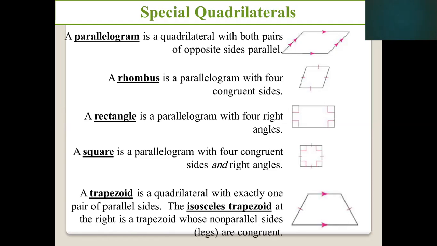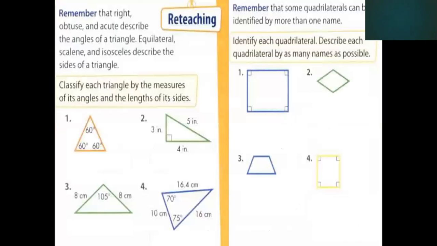If I say isosceles here, it means two sides in this shape are the same length. An isosceles trapezoid is a trapezoid whose non-parallel sides are congruent. Two sides are congruent, the other two sides are parallel. Let's start the practice now.